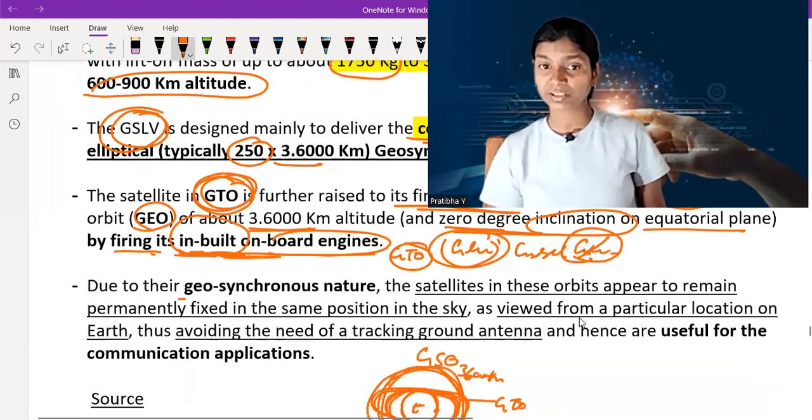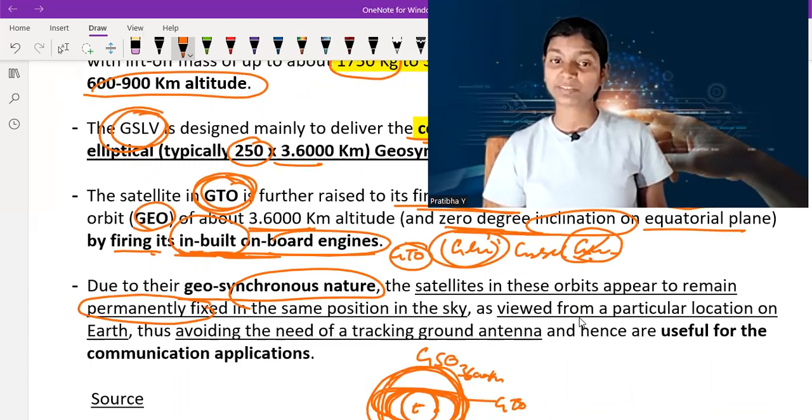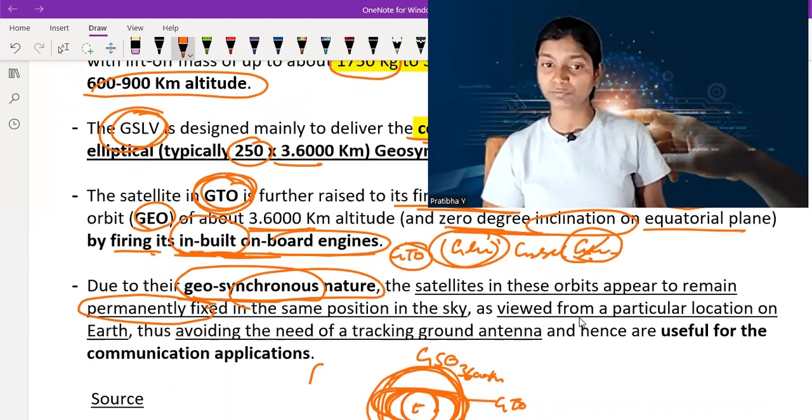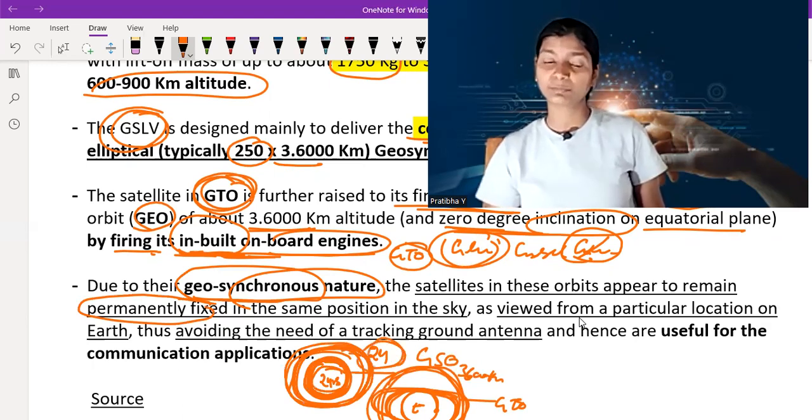Due to their geosynchronous nature, the satellites in these orbits appear to remain permanently fixed. Geosynchronous means in sync with the Earth. The rotation of Earth is the same as the revolution of the satellite. Earth takes one revolution in 24 hours, and the satellite which is put in geosynchronous orbit also takes 24 hours.